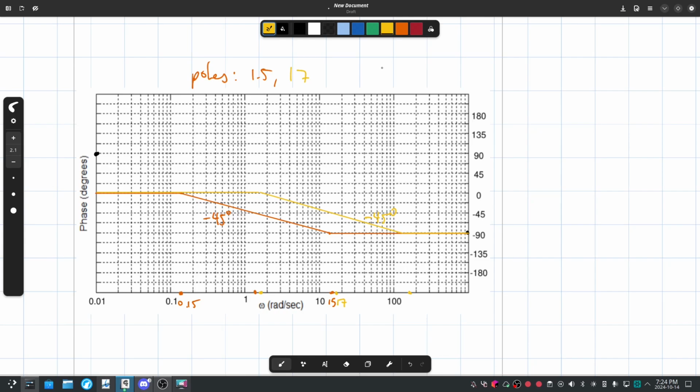So, again, we just add this up. So, at this point here, what's happening before this point? We have minus 0 degrees, and we have minus 0 degrees. So it's not going to change at all. What happens at this point?